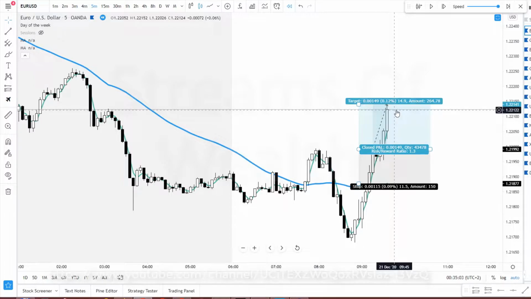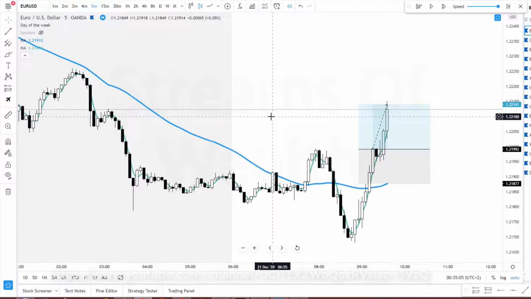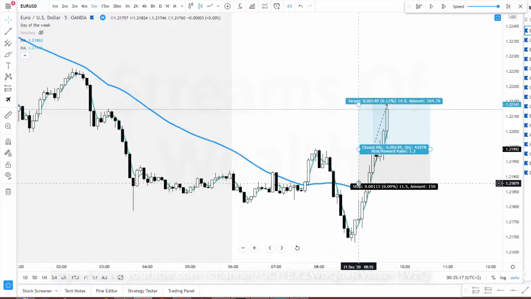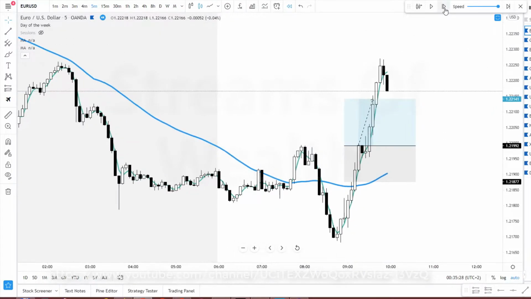It's scalping, so obviously you don't want to be here for hours. Maybe you will, that is up to you, but when you are 1-to-1, I do recommend you to put your stops to break even, so you are in a risk-free trade, or you can close it, or you can just let it run. So let's see how far this goes.